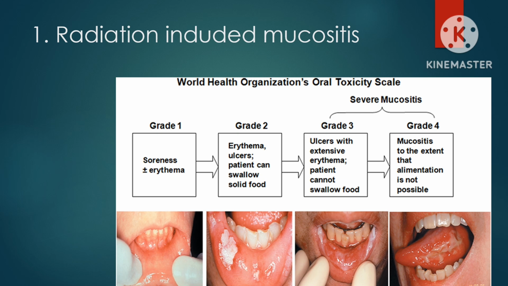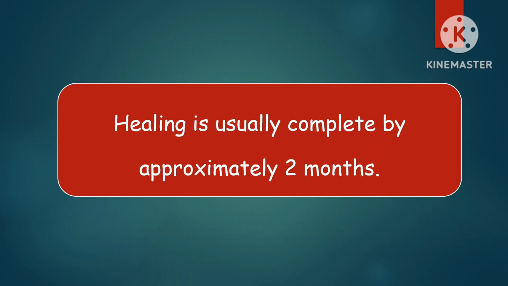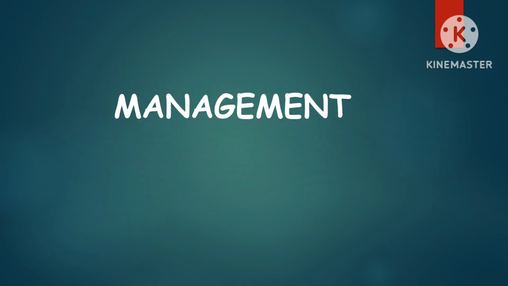Given here is the WHO oral toxicity scale for grading the mucositis. Grade 1 is the least involved mucositis, followed by grade 2, grade 3 and grade 4, which is the severe form of radiation induced mucositis. Radiation induced mucositis typically occurs 1 to 2 weeks after the start of the radiation therapy. Symptoms may persist for the duration of the radiation treatment and gradually resolve after the therapy concludes. It takes about 2 months for healing of radiation induced mucositis.